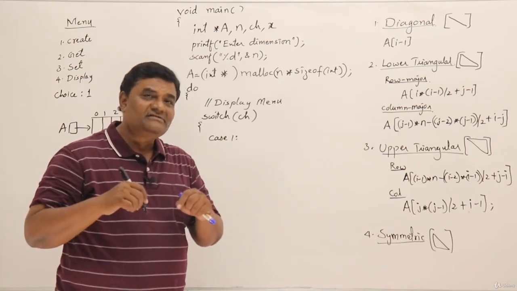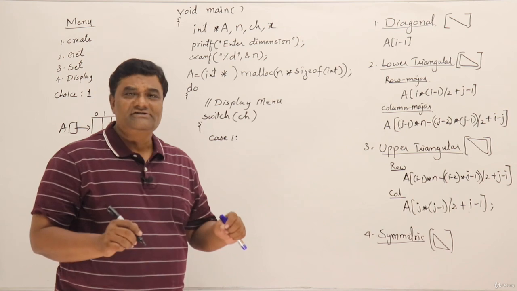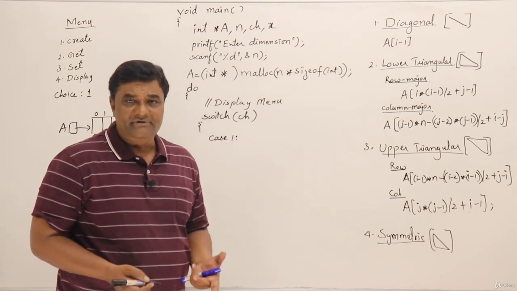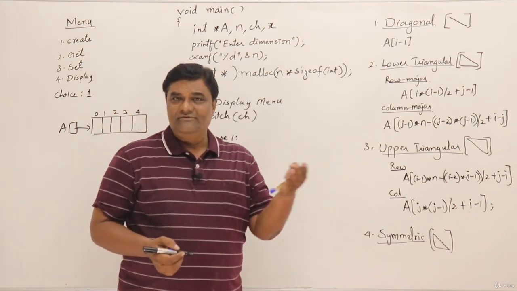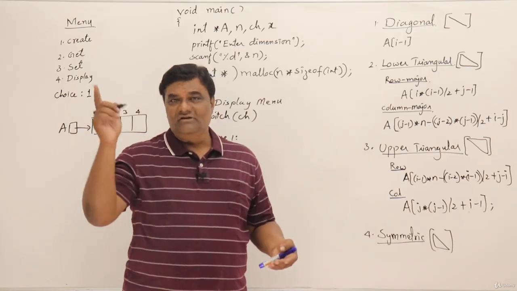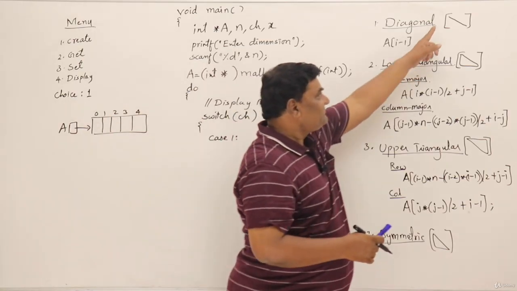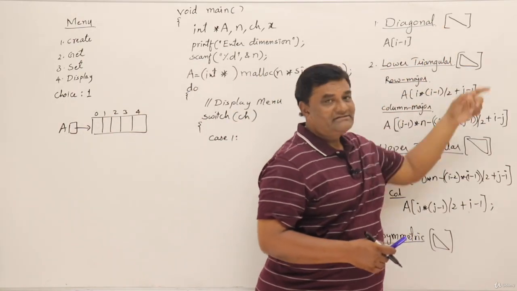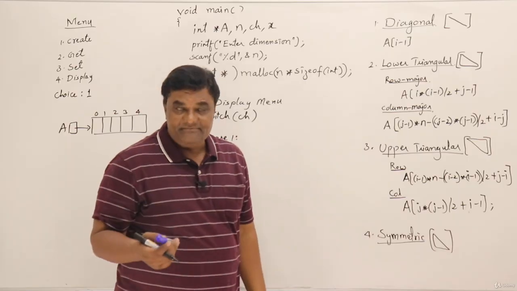Shall we take the 0 elements also or only non-zero elements? We should take only non-zero elements, and it is obvious that we have to enter them row by row, meaning all the elements in the diagonal. That is the first element, the next element, the next, the next. So in the same order it should be filled.